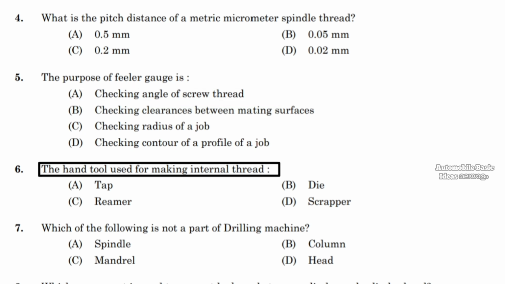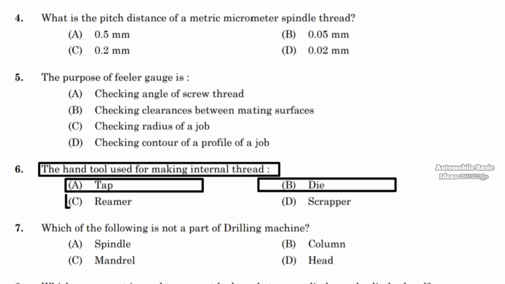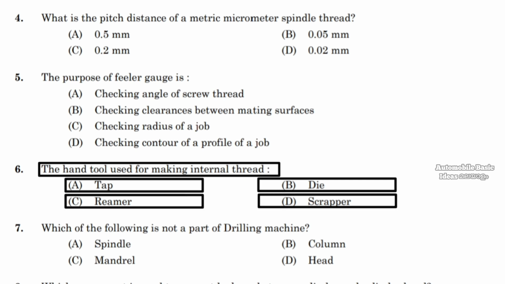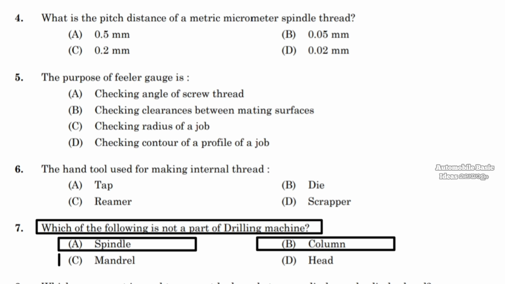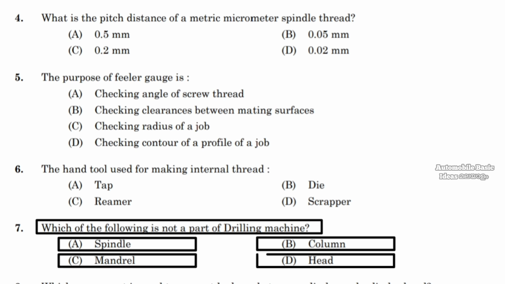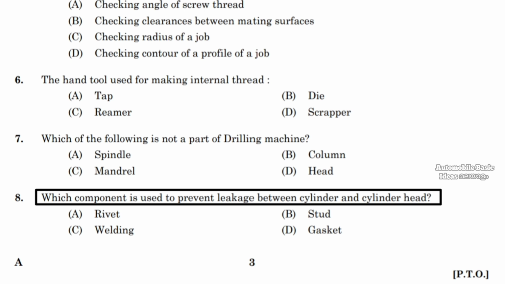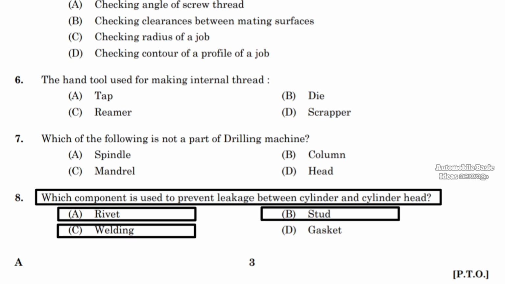6. The hand tool used for making internal thread, A. Tap, B. Die, C. Reamer, D. Scraper. Answer A. Tap. 7. Which of the following is not a part of drilling machine? A. Spindle, B. Column, C. Mandrel, D. Head. Answer C. Mandrel. 8. Which component is used to prevent leakage between cylinder and cylinder head? A. Rivet, B. Stud, C. Welding, D. Gasket. Answer D.